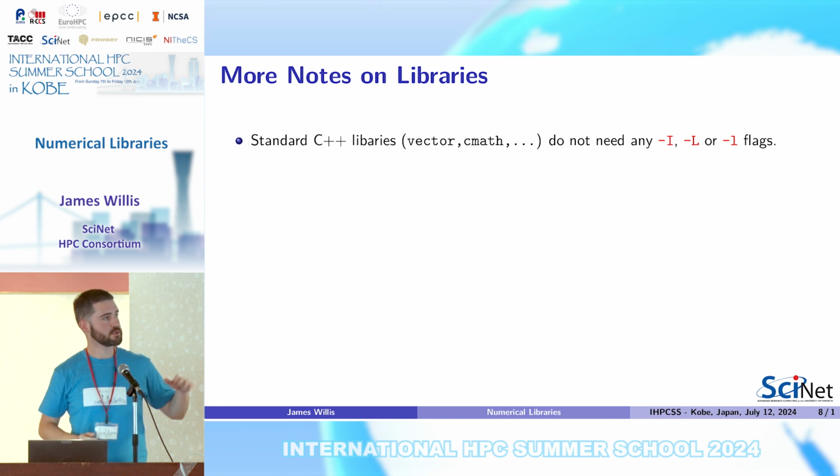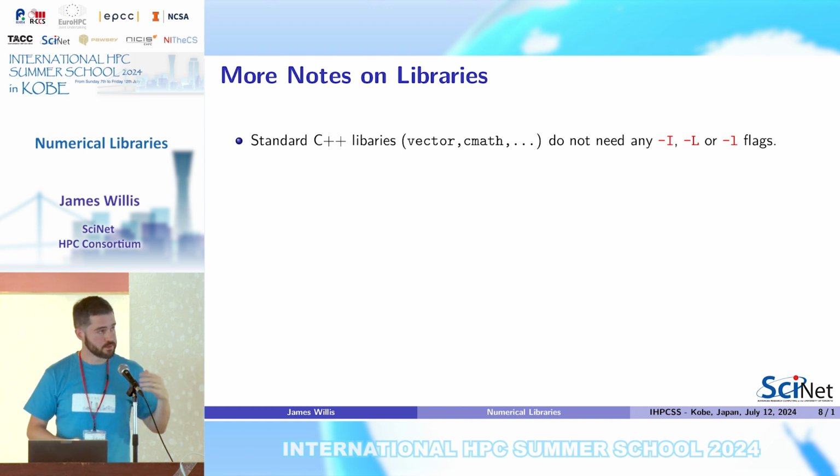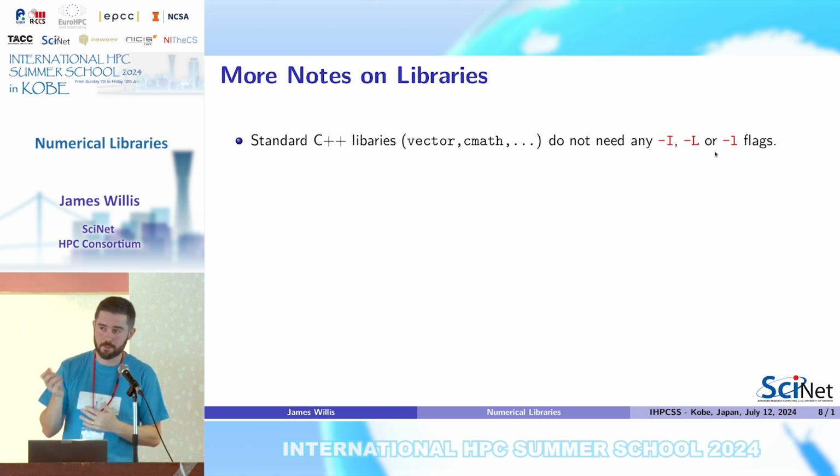Okay, so I've just got a few more notes on libraries here. We have the standard C++ libraries such as vector and cmath. You don't have to specify the -I and -L flags because these are already built into the compiler. The compiler knows intrinsically where to find them, so you don't have to specify in this case.